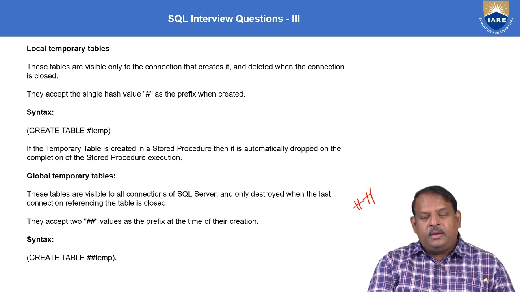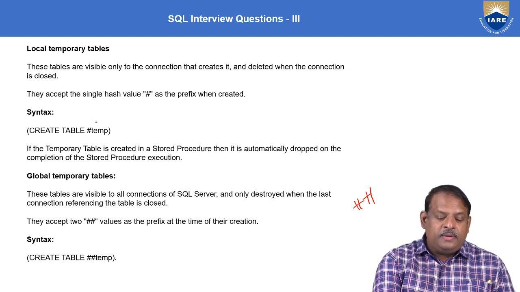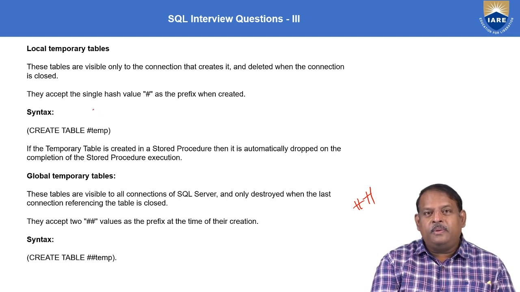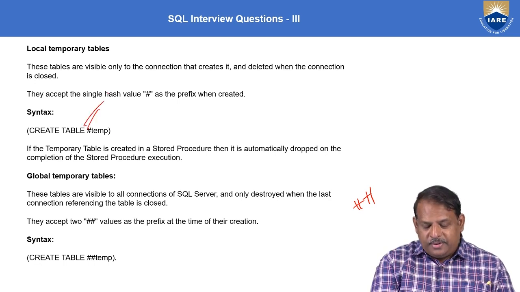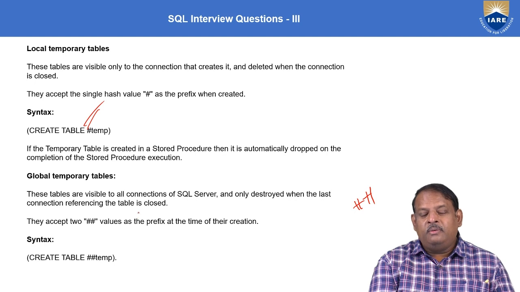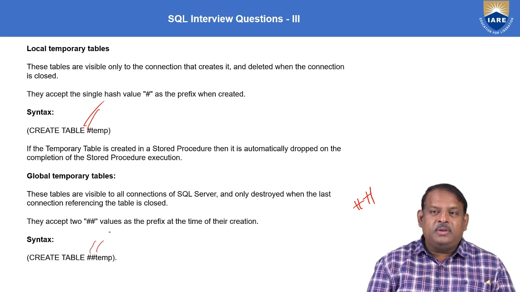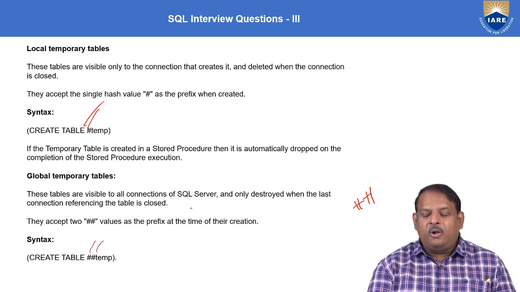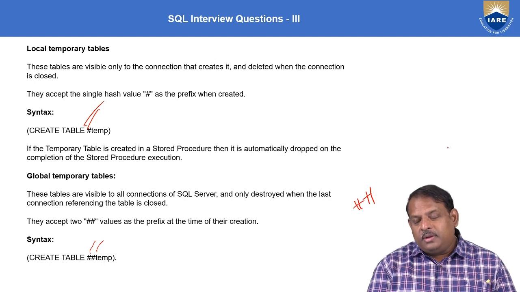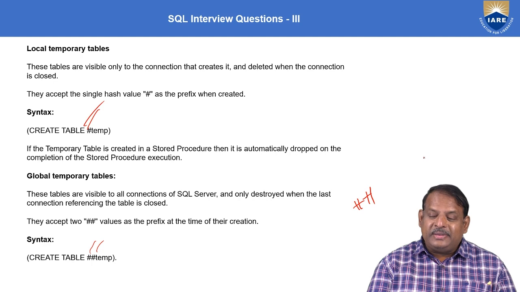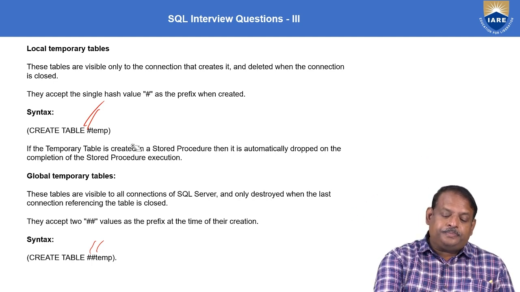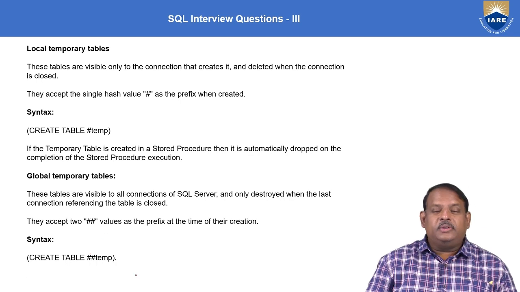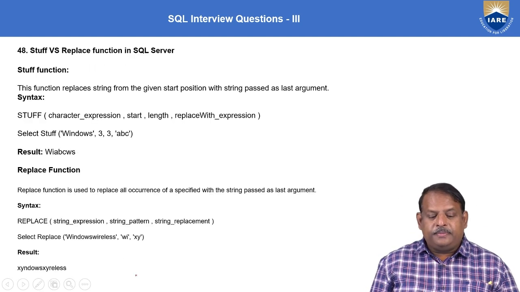In the case of a local table, we use a single hash symbol. In the case of a global table, we use a double hash. This is available to all the users who are connected to the server, and it will exist till the last user is available in the database.